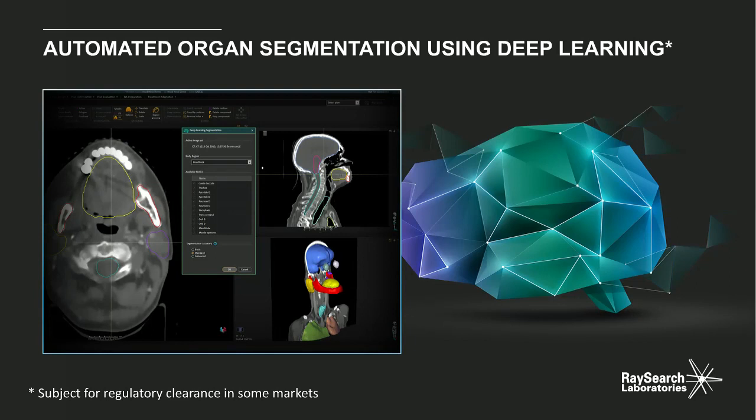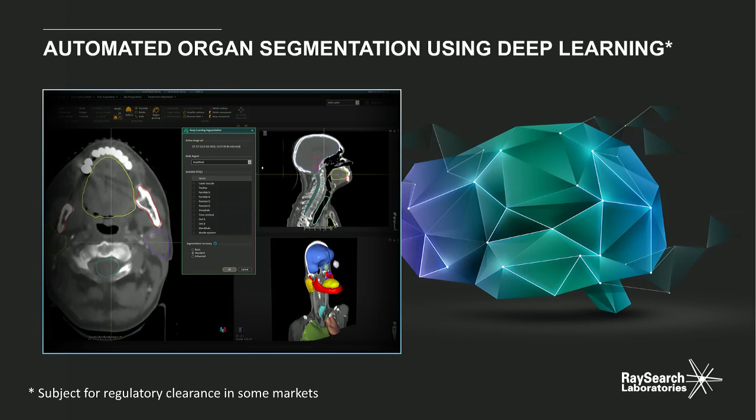So now we move on to two examples of where we have applied machine learning for oncology. The first example is automated organ segmentation using deep learning, and this is then available in the RayStation release in December.